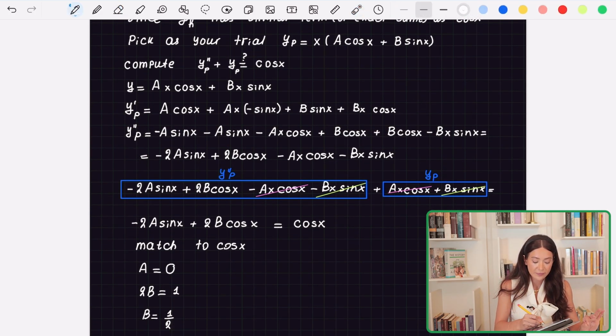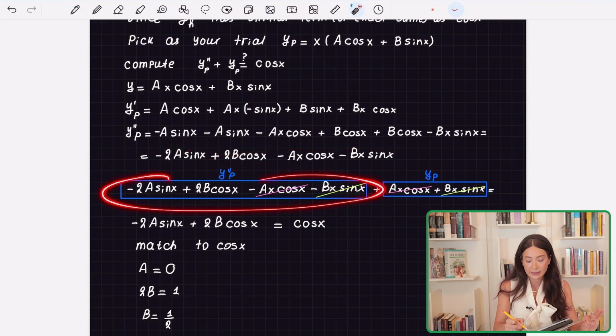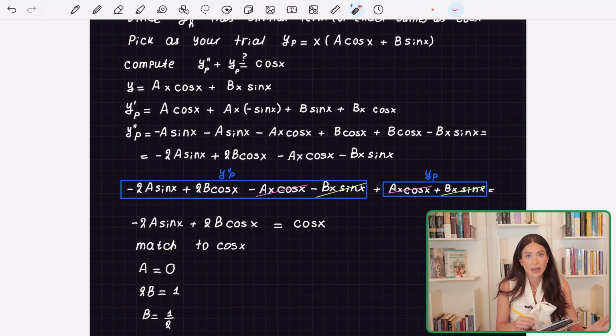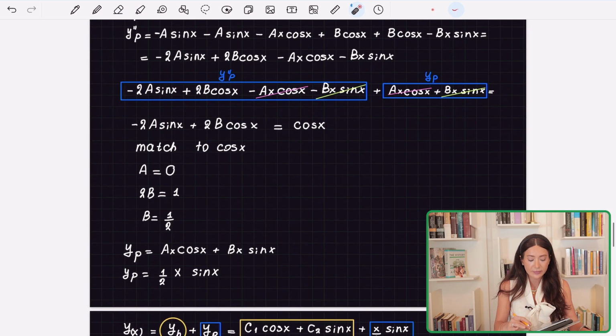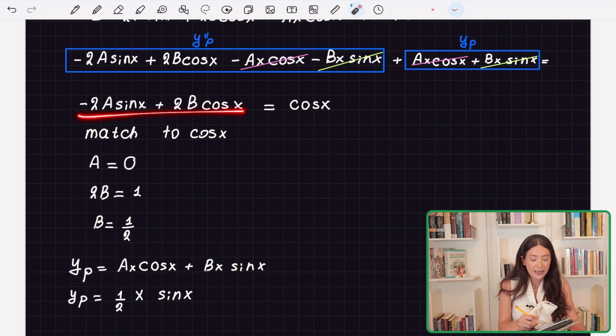So the second derivative was this expression right here, and I write that instead of my y double prime p plus yp, and that equals cosine x. Things get canceled. If they don't, you've tried a wrong thing and you've taken wrong derivatives. And here I ended up with this expression. I don't see sines on the right side, so that tells me that a must be 0. So I write that down, that a is 0, because you're going to need that.